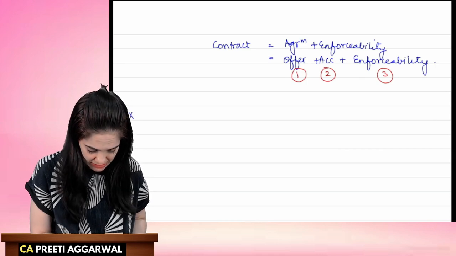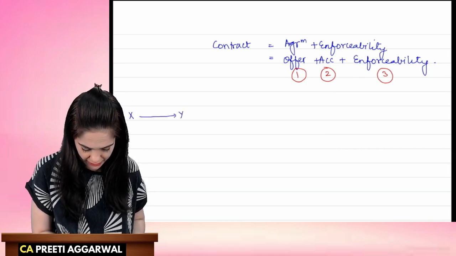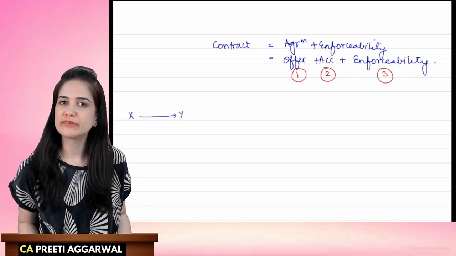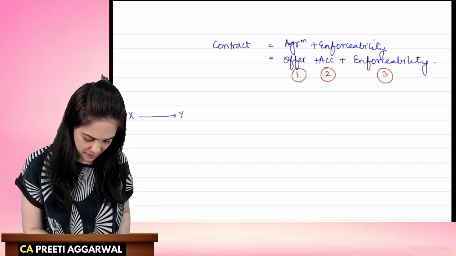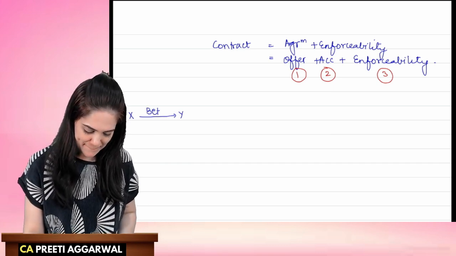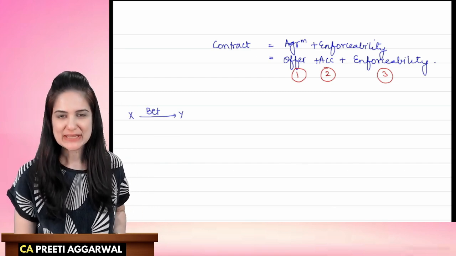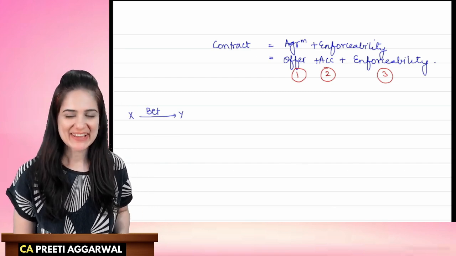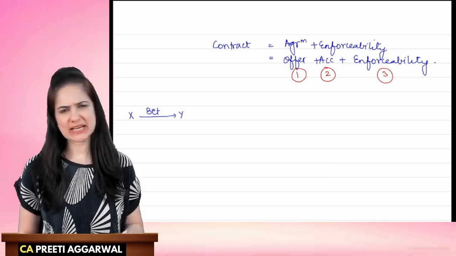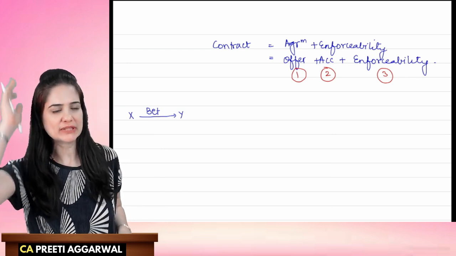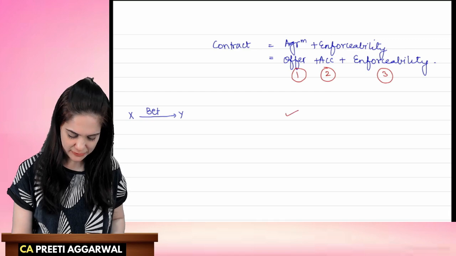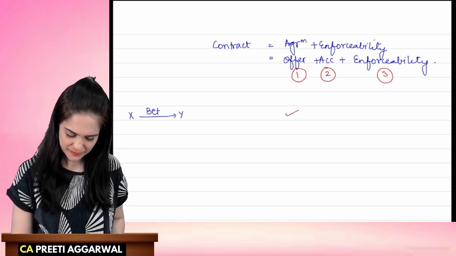Let's say that X and Y, they were watching a cricket match. X said India will win. Y said, no, no, India will lose. There was a bet. So they bet with each other whether India will win or not. Is betting legal? Okay, keep that answer in mind. Was there offer? X says, I think India will win. Y says, no, I don't think India will win. They are entering into a bet. Yes, there is offer.